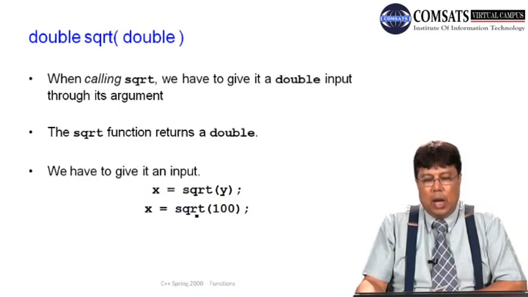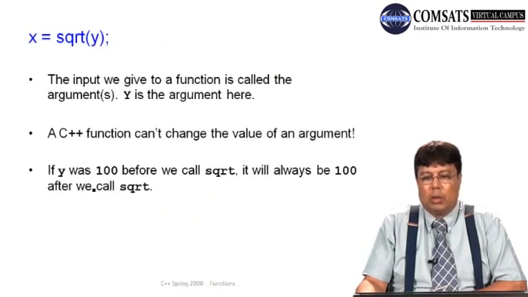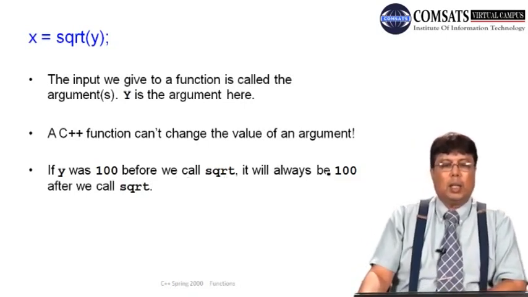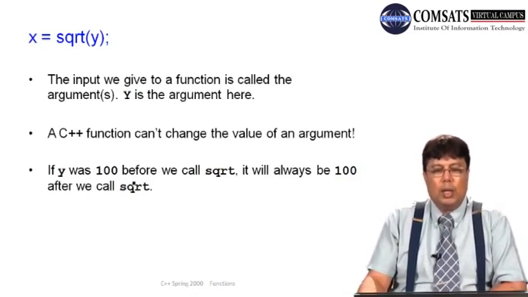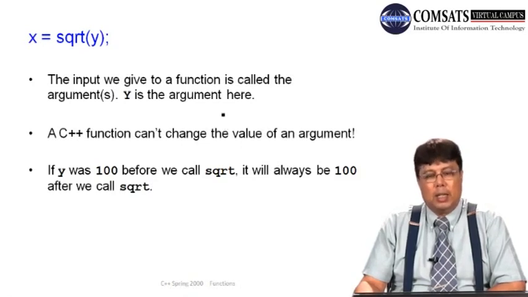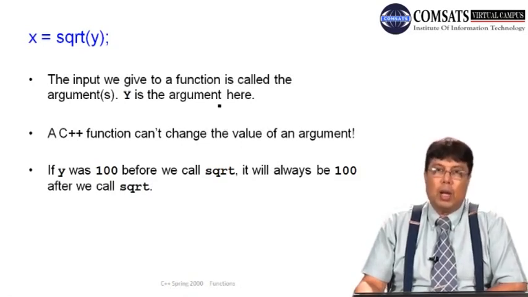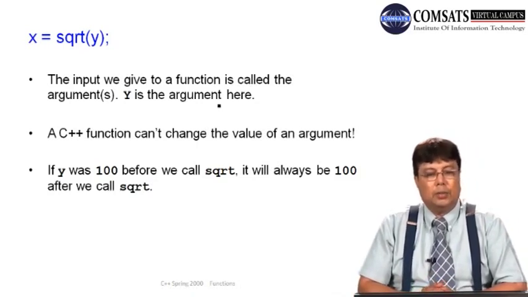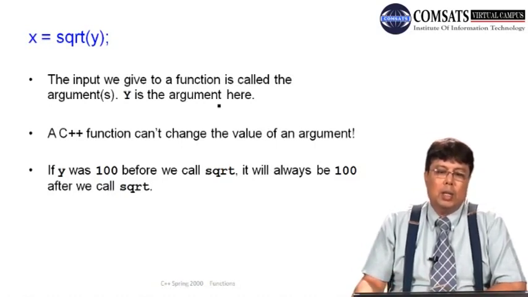इफ इट इज डबल तो यहाँ पे क्या होगा, आई विल जस्ट शो यू कि इफ y was 100 बिफोर we call square root, it will always be 100 after calling the square root. ये तो उसके आर्गुमेंट का ताल्लुक है, but what it will do is convert 100 as an integer to double by itself. That is the facility that is provided by the function itself. So the input we give to a function is called an argument, and y is the argument here. These are just repetition of what I have already explained to you.